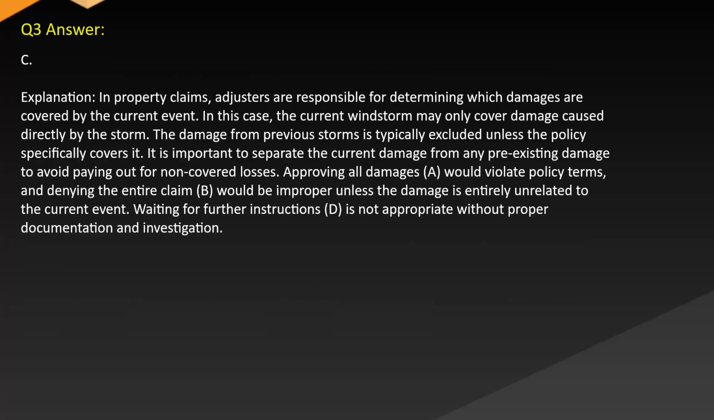Answer. C. Explanation. In property claims, adjusters are responsible for determining which damages are covered by the current event. In this case, the current windstorm may only cover damage caused directly by the storm. The damage from previous storms is typically excluded unless the policy specifically covers it. It is important to separate the current damage from any pre-existing damage to avoid paying out for non-covered losses.